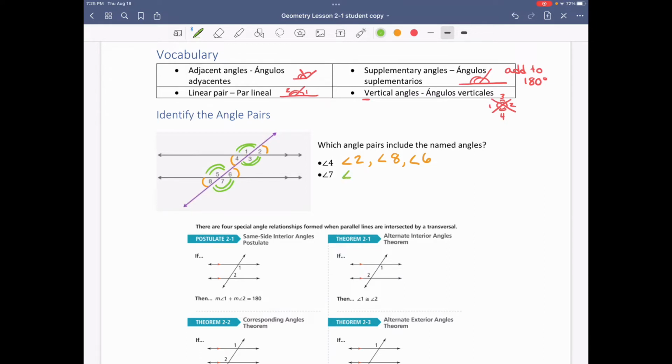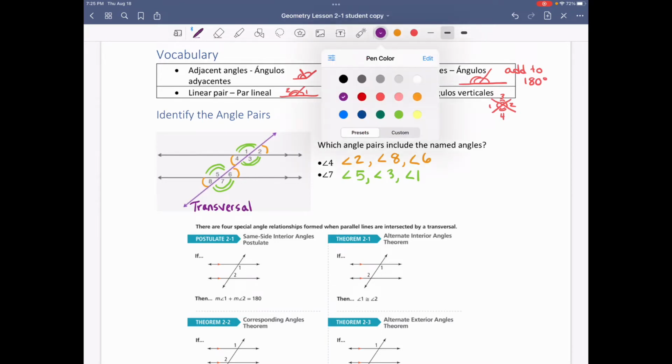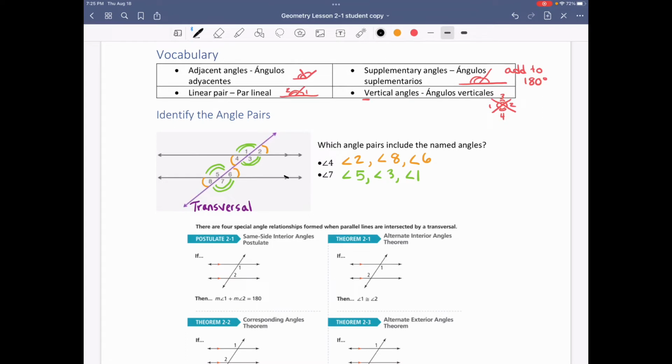So angles 7, angle 5, angle 3, and angle 1. So this purple line is the transversal. And the black lines are the parallel lines, and we can see that by this marking here shows that they are parallel. Which gives us these angle pairs that we're talking about.